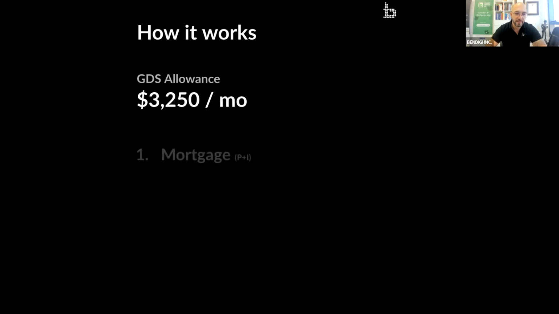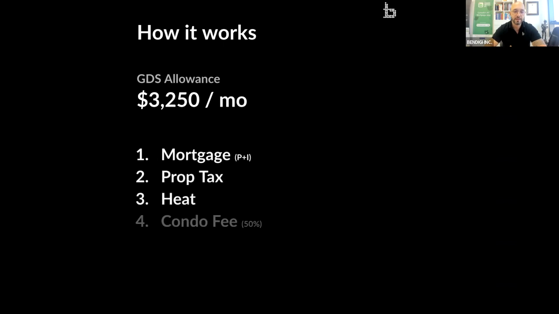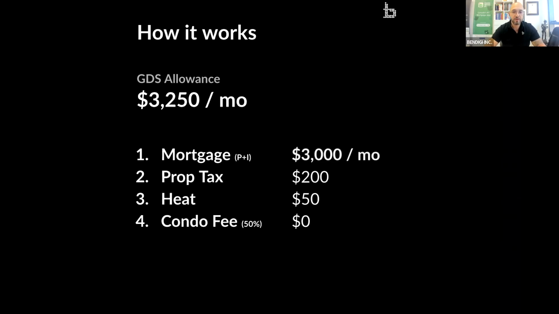Where can we spend this money? Well, we can spend it on the mortgage. That's your principal and interest payment. You can spend it on your property taxes. You can spend it on your heat expenses and condo fees, 50%. I don't know why it's 50%, but 50% of your condo fees can also be paid with this allowance. So let's say your property taxes are $200 per month and your heat is $50. It's not a condo, so zero condo fees, which leaves us with $3,000 per month on just the mortgage. So bear that in mind. You have $3,000 to spend on your mortgage.